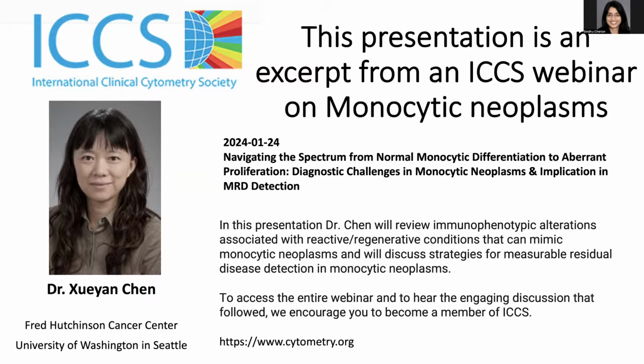In this presentation, you will hear from Dr. Xiuyuan Chen, who is a hematopathologist at the Fred Hutchinson Cancer Center and the University of Washington in Seattle. Dr. Chen will review immunophenotypic alterations associated with reactive or regenerative conditions, which can mimic monocytic neoplasms. Dr. Chen will also discuss strategies for MRD or measurable residual disease detection in monocytic neoplasms, a very challenging diagnostic area.